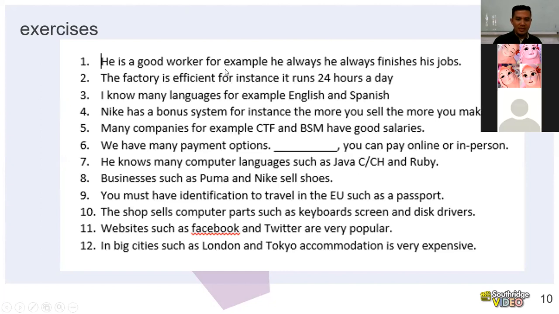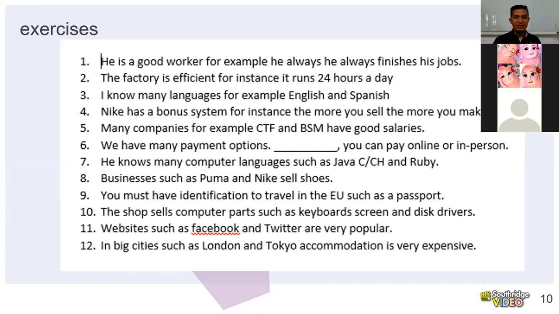Monica, please. He is a good worker. For example, comma. He always finished his job, sir. Do you agree with that or not? Yes, we repeat once again. After "for example" is comma, sir. Okay, after "for example" is comma. Okay, good.